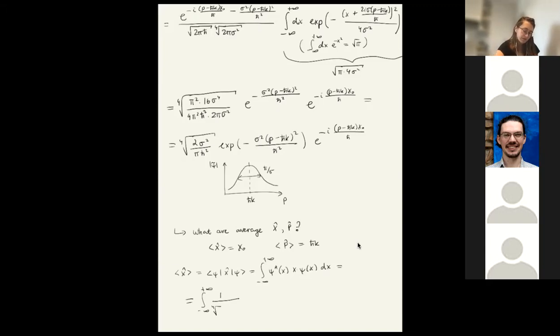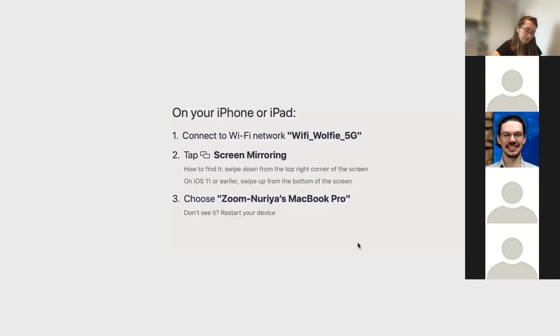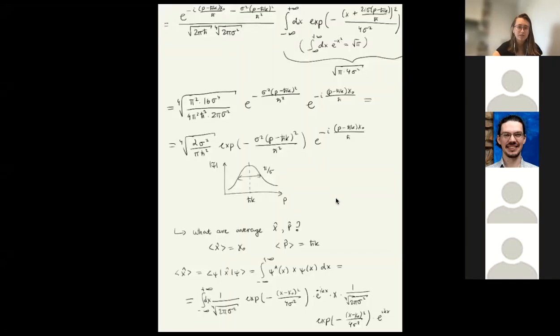And here we see that the phase goes away, because e to the power ikx times e to the power minus ikx would just give us the identity. So the phase goes away, and what we are left with is basically the Gaussian integral again.